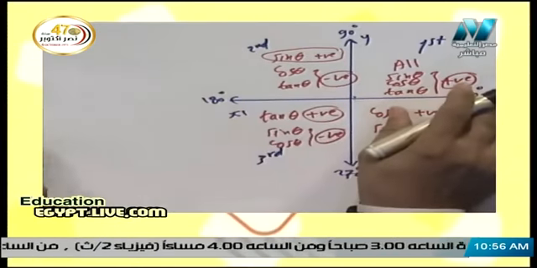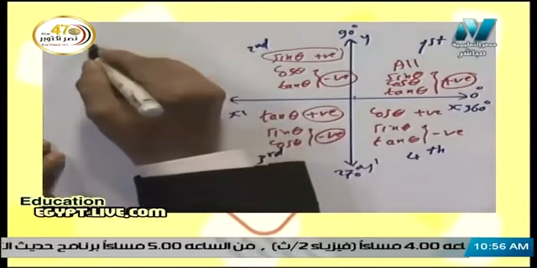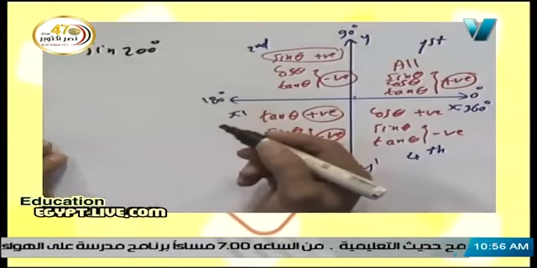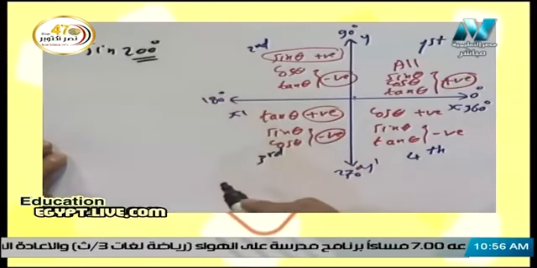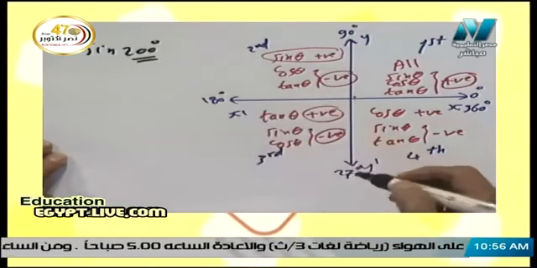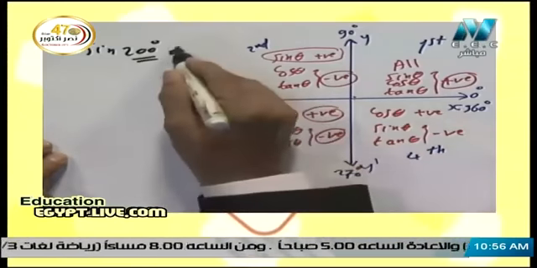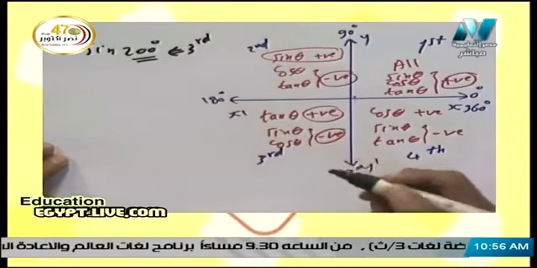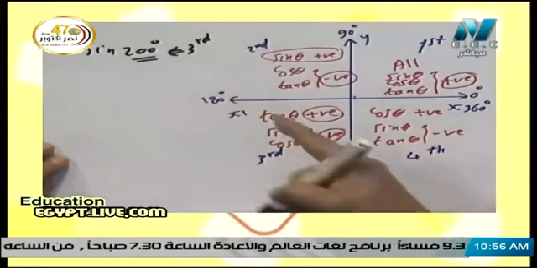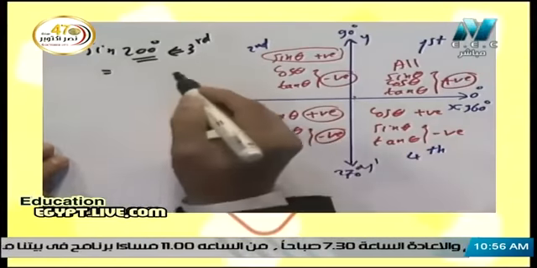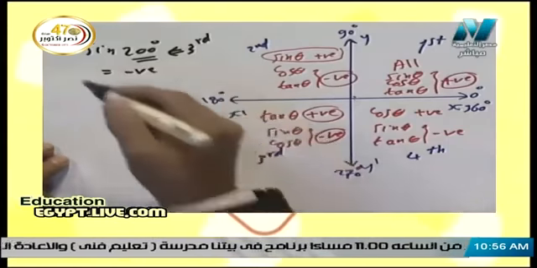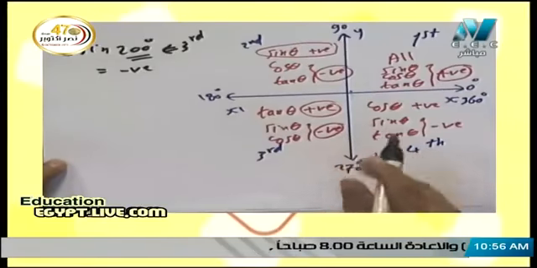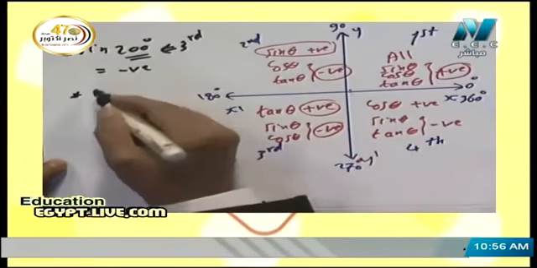Okay, so if someone asks us about the sign of a function, as an example, sine 200 degrees. Where is it? We know that 200 lies between 180 and 270, so it lies in the third quadrant. In the third quadrant, we know that sine is negative, so sine 200 is negative, of course.